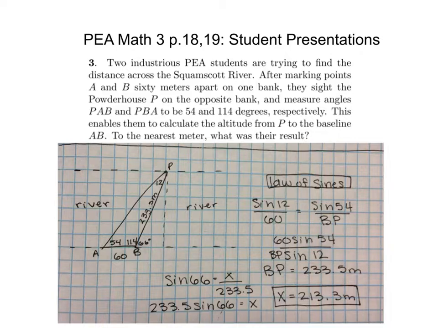So you find angle 12 up here from subtracting from 180. They do the law of sines, so sine 12 divided by 60, and then sine 54 divided by BP. So it's 60 sine 54 over sine 12, which you get 233.5 meters, which is BP right there. And you find that it's 66 degrees right here from 114 minus 180. And you just do trig. It's sine 66 equals x over 233.5, which ends up to be 213.3 meters.